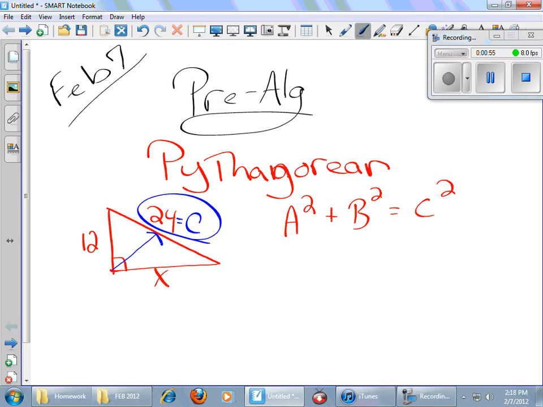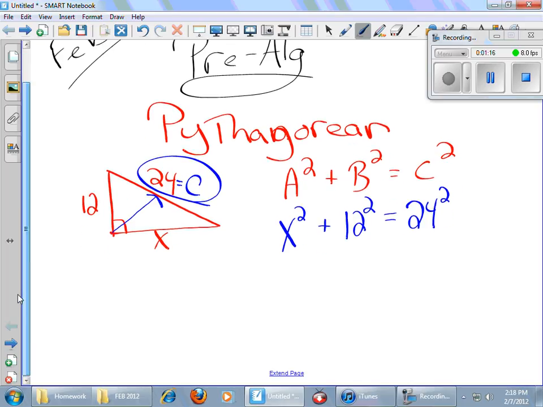That's the first number I'm going to put in my equation. I'm going to put 24 squared. Now the a and b don't matter. I could call a x and b 12, or I could call a 12 and b x. It doesn't matter. I'm going to go x squared plus 12 squared. Now you might find it easier to solve this equation with the x term first. Fine, do it that way. But mathematically it'll come out the same.